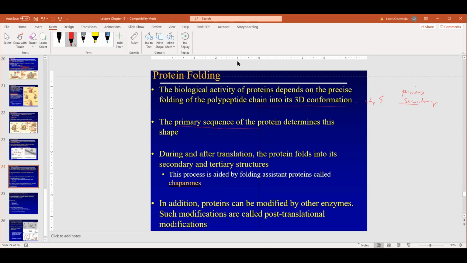Remember that the sequence of the protein determines the shape, right? And that's the primary structure that we talked about. And then remember, during and after translation, the protein will fold into its secondary and tertiary. Remember, secondary structure is caused by the interaction of the backbone, and it's formed by hydrogen bonds. If you forgot that, you can go back and look it up in chapter 5. And then tertiary structure is caused by the interaction of those R groups that are different for every amino acid. There's 20 different R groups.